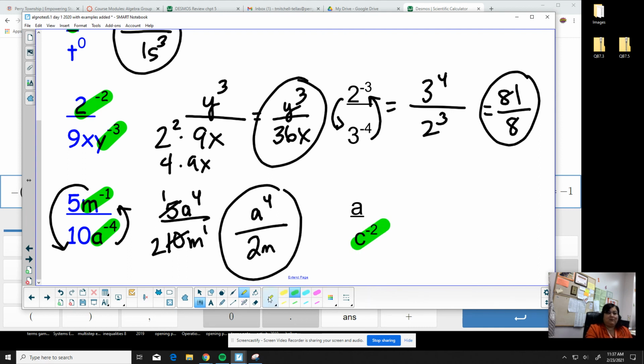Last one. C is unhappy. So we move C to the top. So this is AC squared. I think that's the last one.